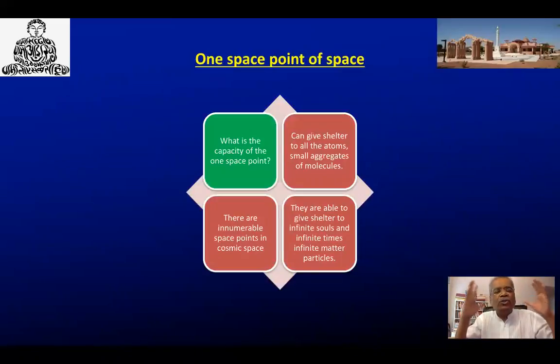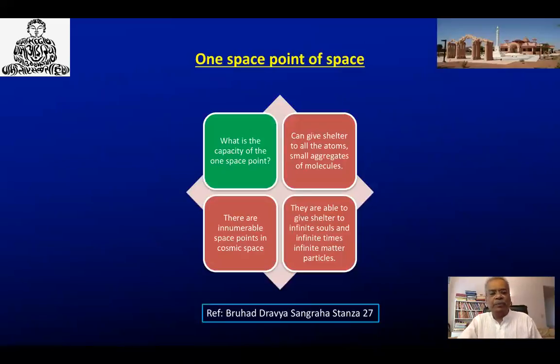Same way as this room can have a million lights, a million light bulbs' light can be accommodated in the same room, or the room alone also. Similarly, in that narrow, innumerable space point, infinite types of matter particles and souls can get occupied. So one space point has a tremendous capacity to give shelter to lots of things. If you want to read Brahad Dravya Sangrah, stanza 27, that's a reference.